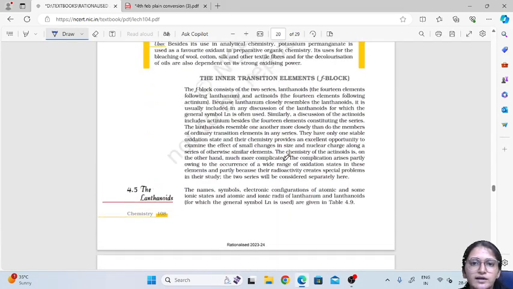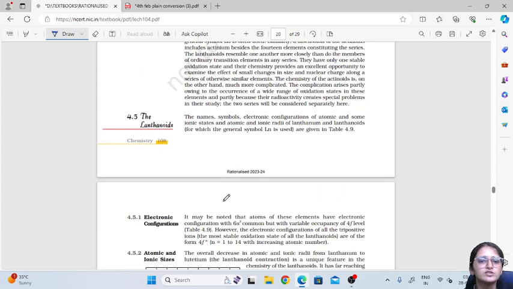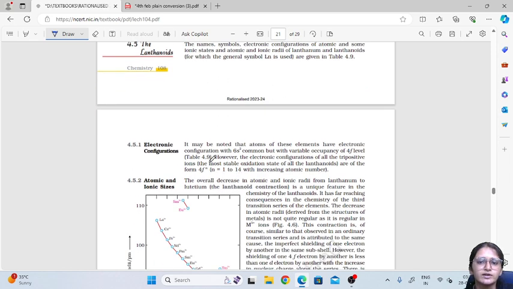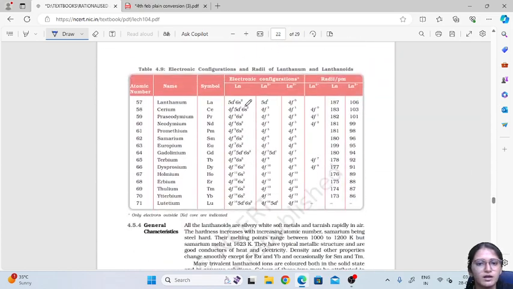Next elements are the inner transition elements, which are called lanthanoids and actinoids. Here only a few points you need to remember, because not much study is done on these elements, as some of them are radioactive and they are not involved much in reactions. The lanthanoids are the first series of the F block. This is the electronic configuration of lanthanum. So lanthanum to lutetium comes in lanthanoids.